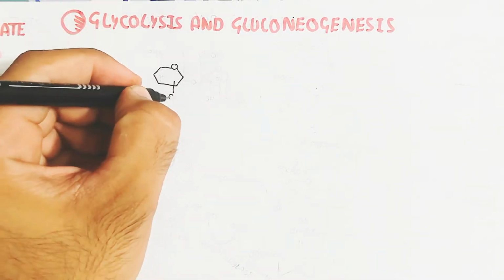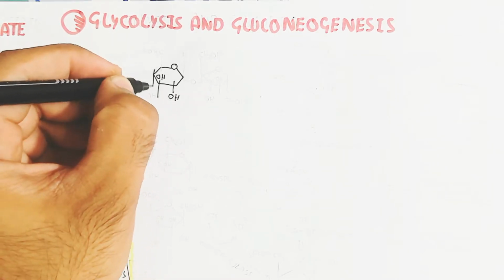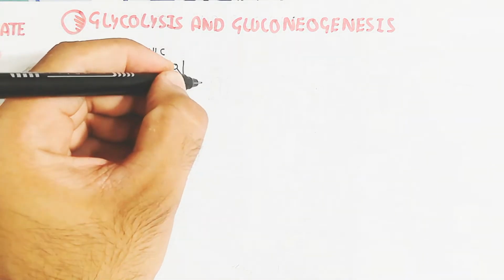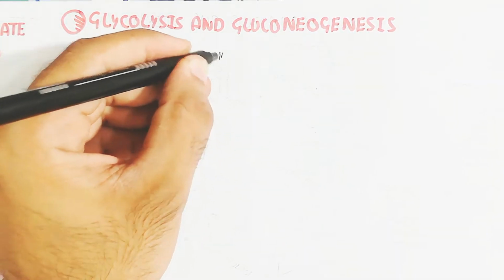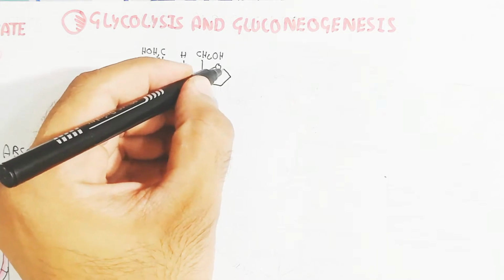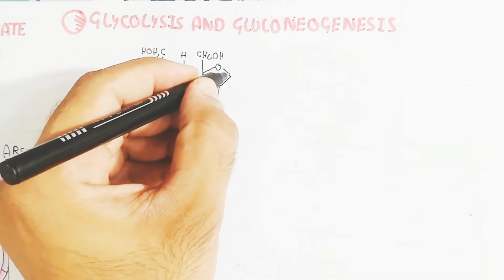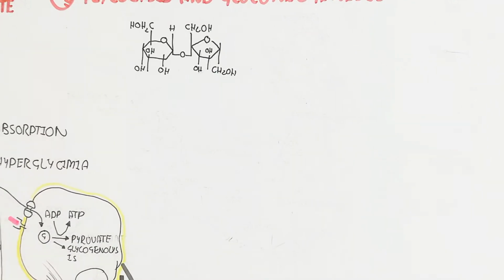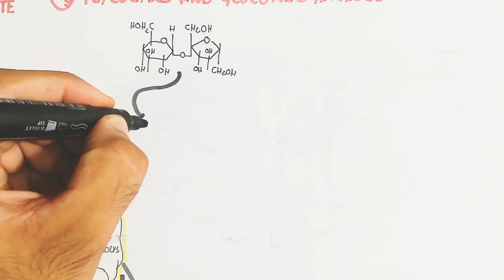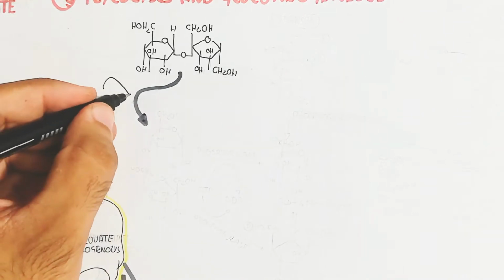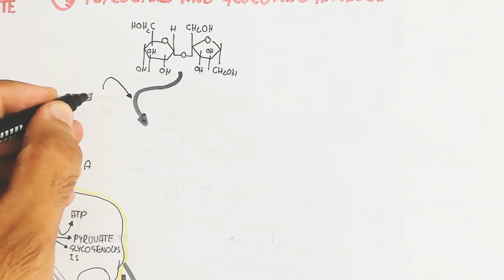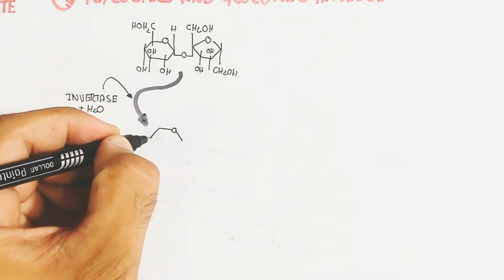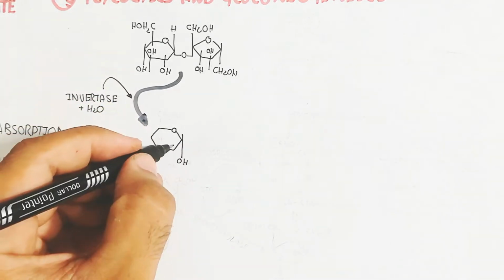So let's begin to understand glycolysis. Here is sucrose, which contains fructose and glucose. The invertase enzyme and water are used to split it into two molecules, glucose and fructose. Remember that. After this separation, we can understand glycolysis.